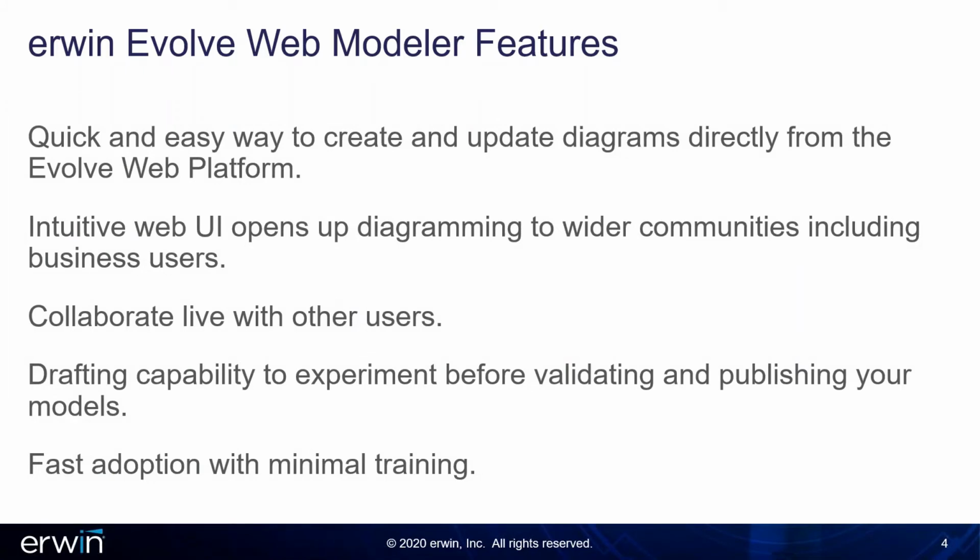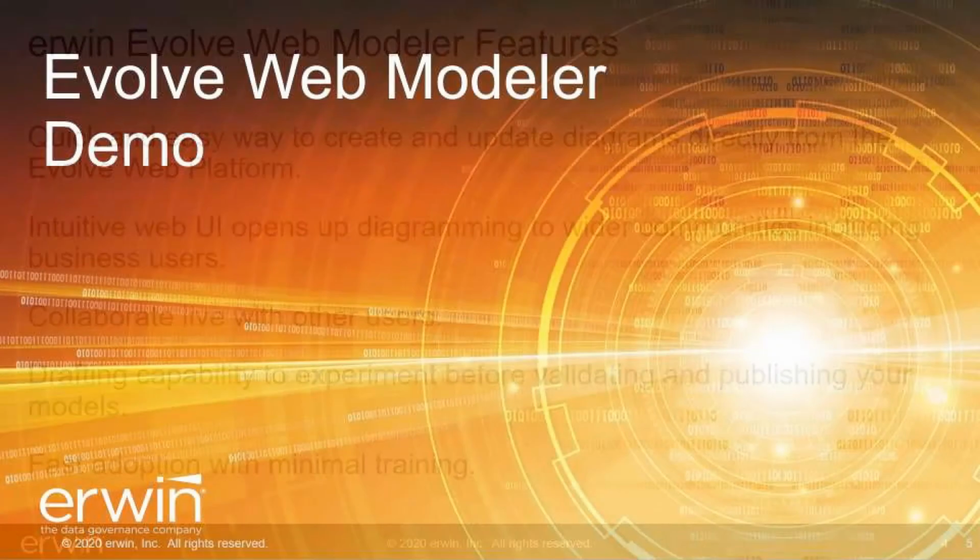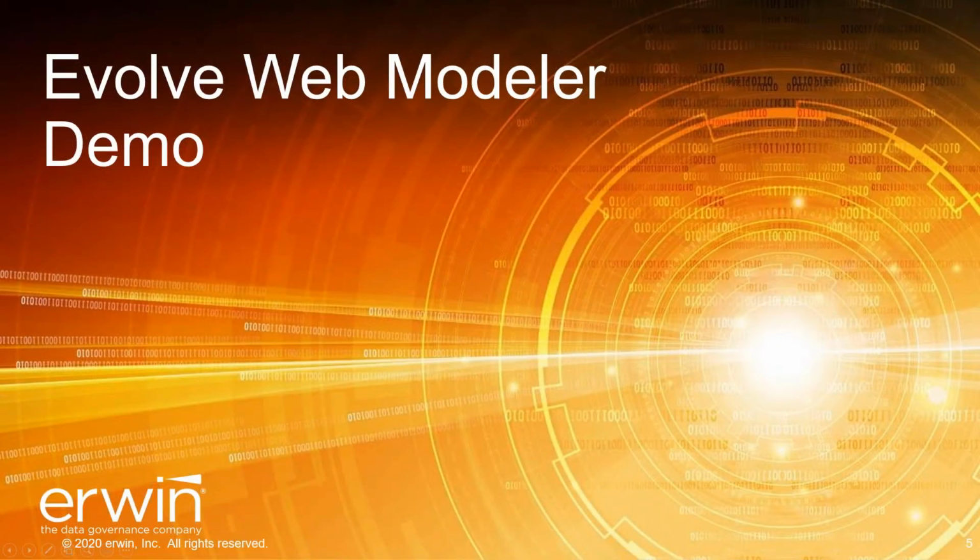Some of the main features of Evolve Web Modeler are a quick and easy way to create and update diagrams directly from the Evolve Web platform. An intuitive web UI, which opens up diagramming to wider communities, including all of your business users. You're able to collaborate live with other users and work on diagrams in parallel with others without having to close and reopen anything. You can draft and experiment with diagrams before validating and publishing your models and have a fast adoption with minimal training. So now we'll open up the real thing.